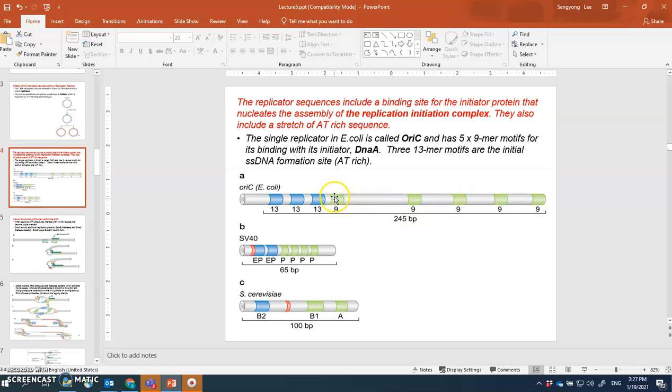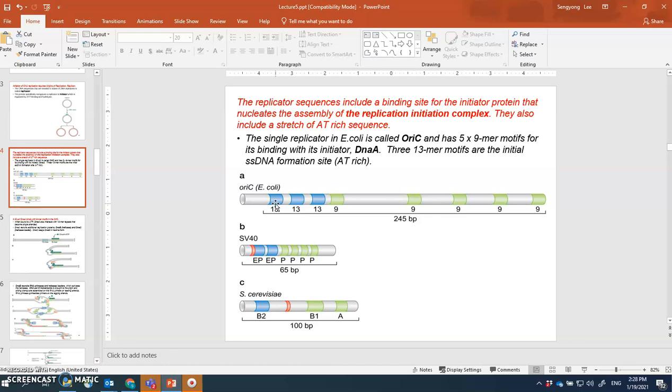For example, within that 245 base pair long sequence, you will find about 5 repetitive sequences that are recognized and bound by a special initiator protein called DnaA. DnaA is the name of a protein which functions as an initiator. So DnaA protein comes and recognizes these 9-mers. 9-mer means it's made up of 9 nucleotides. Each segment is made up of 9 nucleotides, so they are DnaA protein binding sites. And there are also these 13 nucleotide long sequences found.